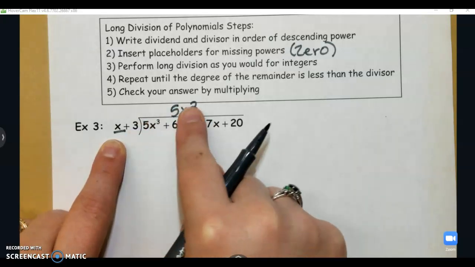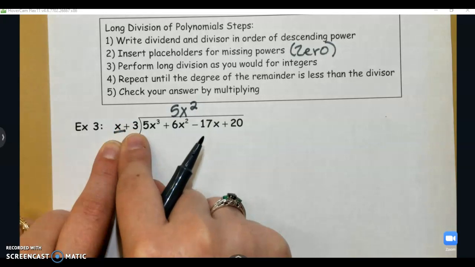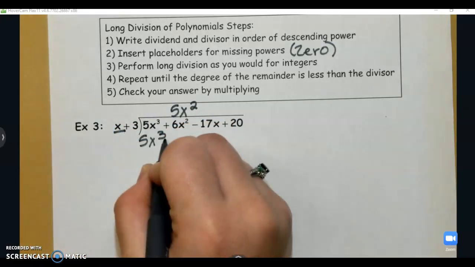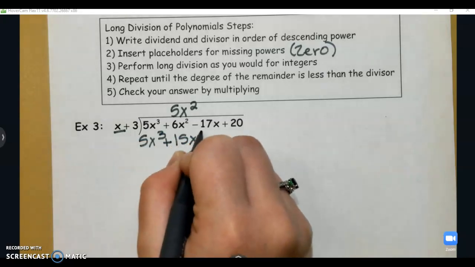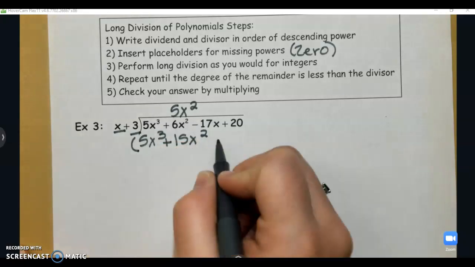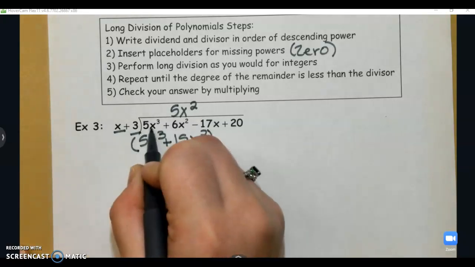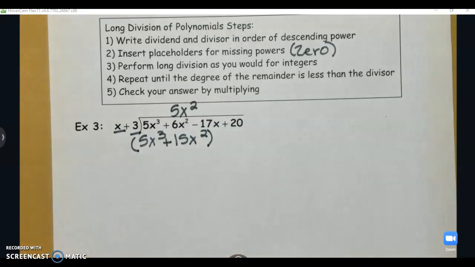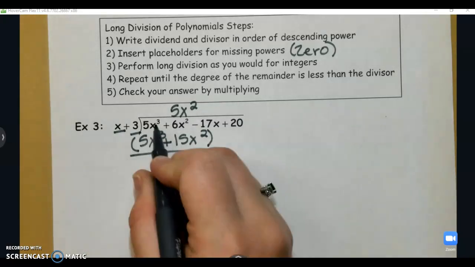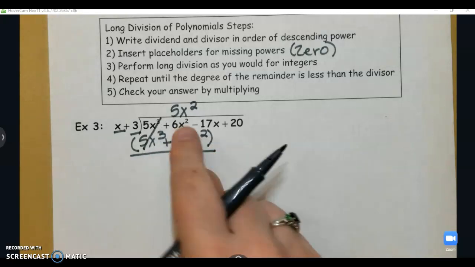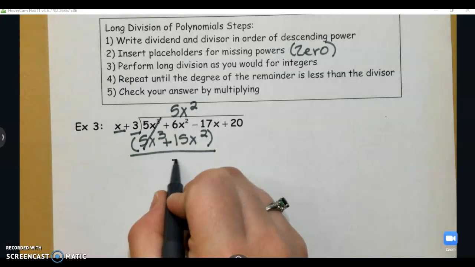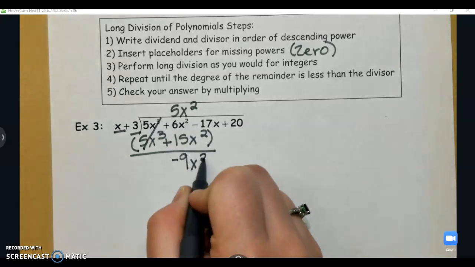That is how many times it goes in, and now I'm going to multiply that number by the divisor. So that's going to give me 5x cubed plus 15x squared. Okay, now we're going to subtract that from these first 2 terms in our dividend. And so remember, that means you're distributing a negative, so these are going to cancel, and we're going to get 6x squared minus 15x squared. That's going to give us leftover negative 9x squared.